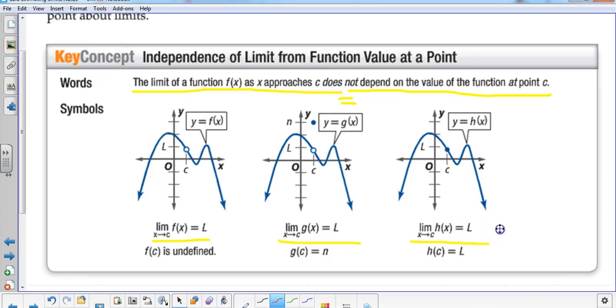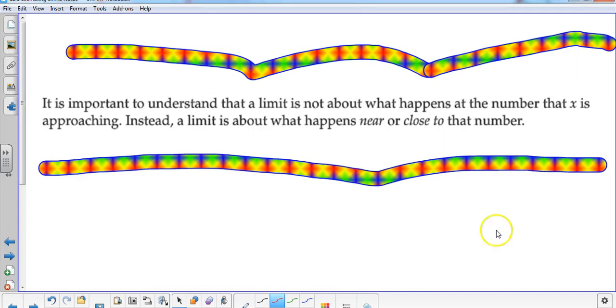All right. We'll talk about when it doesn't exist in a minute. It's important to understand, though, that a limit is not about what happens at the number that is x. Instead, it's at what appears to happen near or very close to that number.